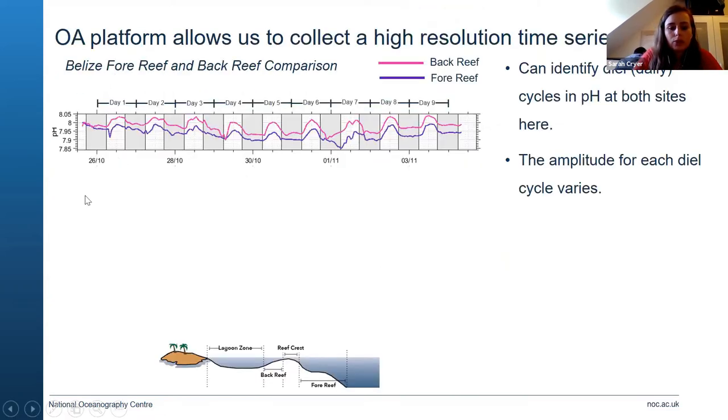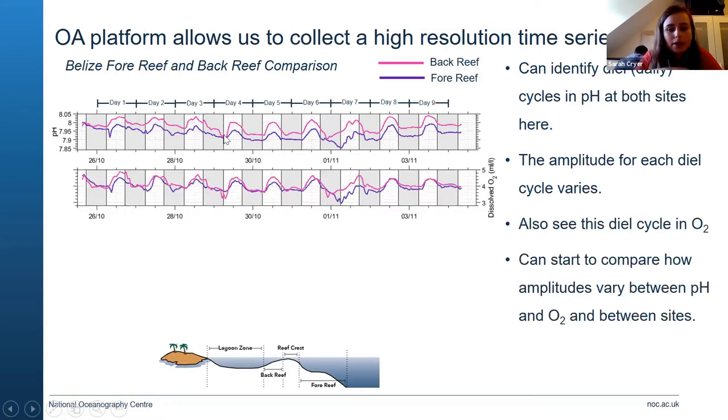So the OA platform allows you to collect a very high resolution time series. This is the data from the Belize Fore Reef and Back Reef comparison experiment. We deployed it for 9.5 days, and you can see the pH at both sites. The purple is the fore reef, or the seaward side, and the pink is the back reef. We have this diurnal cycle in pH. It increases during the day and decreases at night.